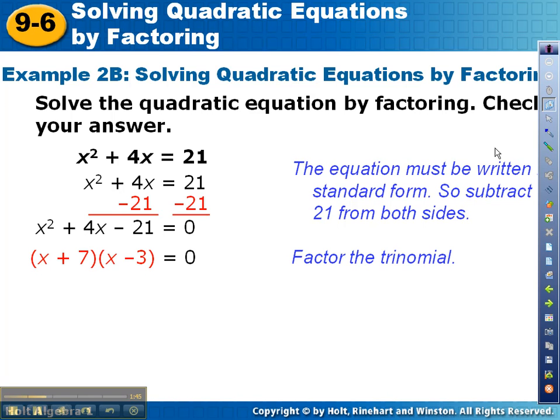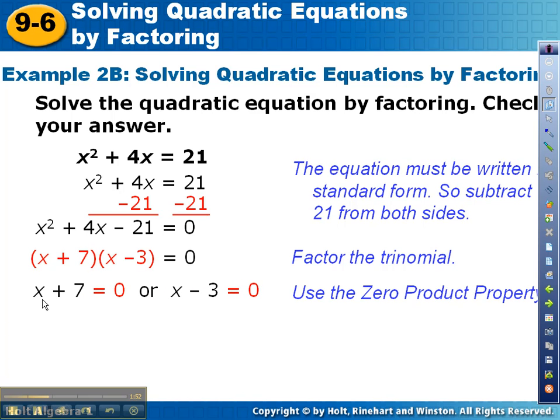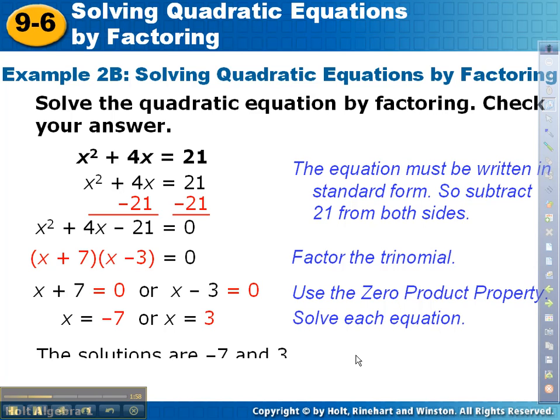Use your factor cracker. That means this product here has to be 0, or this product here has to be 0. Solve for x. I'm going to subtract 7 here. I'm going to add 3 here. And the solution to this quadratic equation is -7 and +3. Those are your x-intercepts.